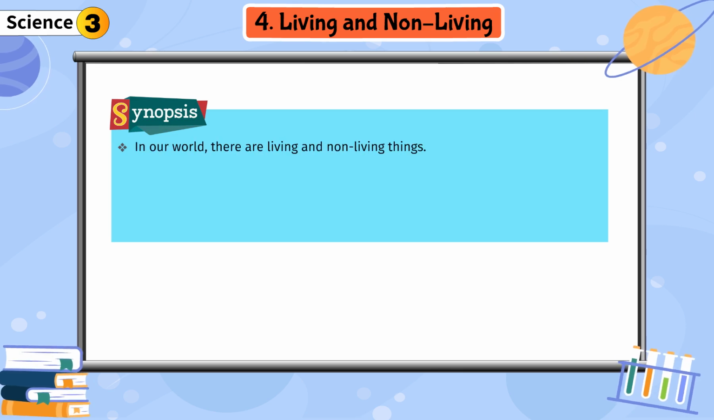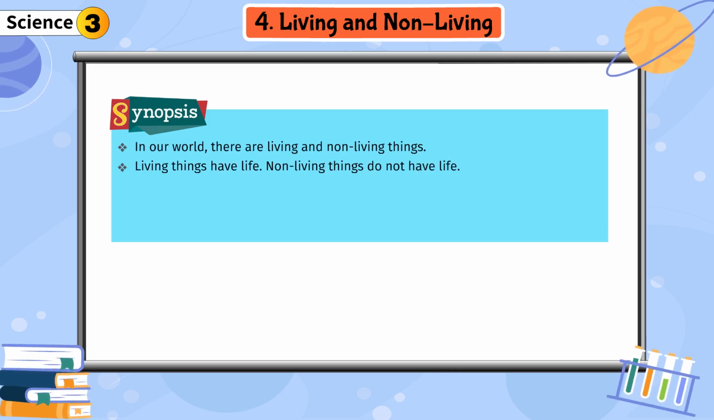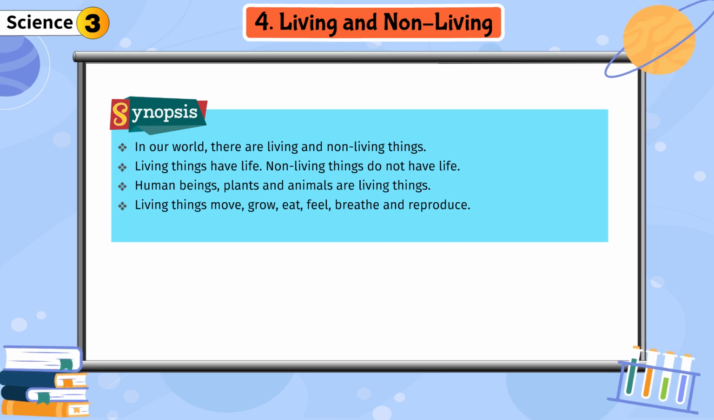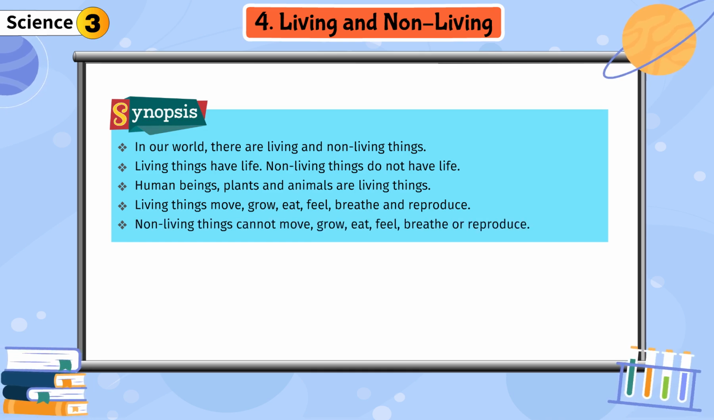Synopsis. In our world, there are living and non-living things. Living things have life. Non-living things do not have life. Human beings, plants and animals are living things. Living things move, grow, eat, feel, breathe and reproduce. Non-living things cannot move, grow, eat, feel, breathe or reproduce.